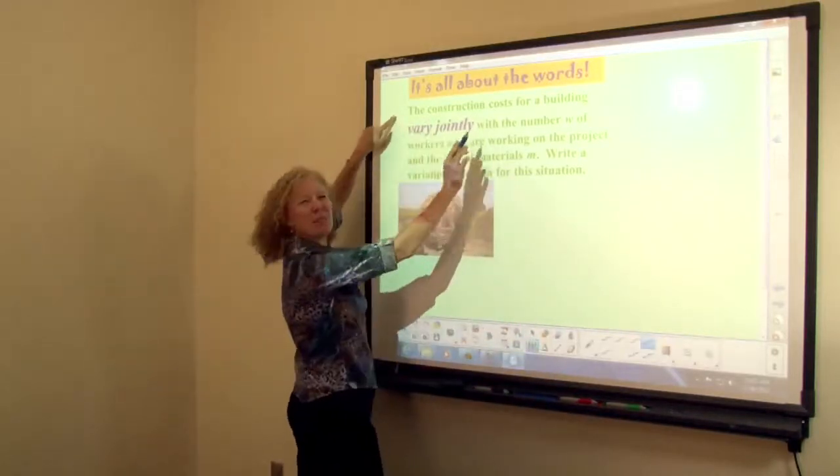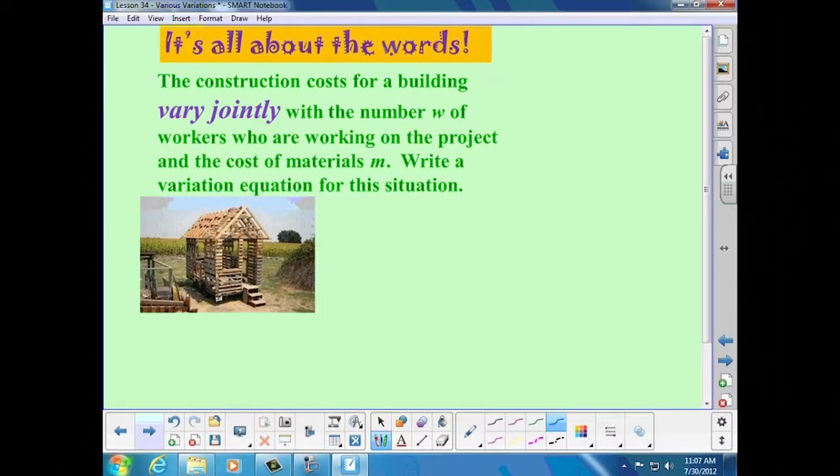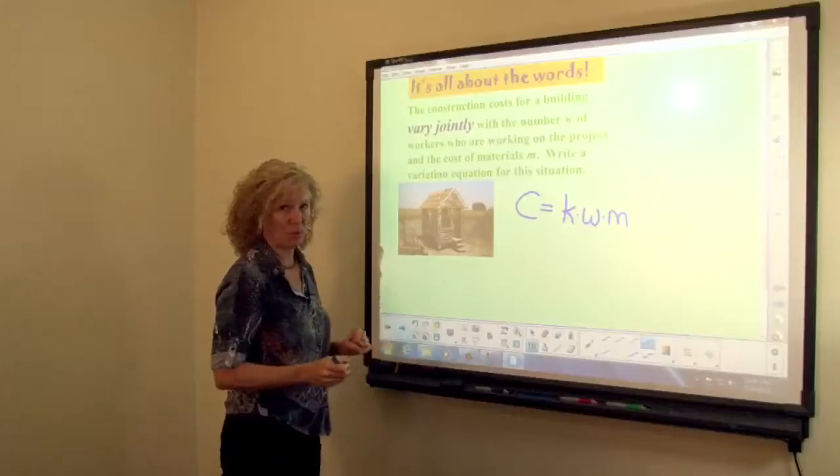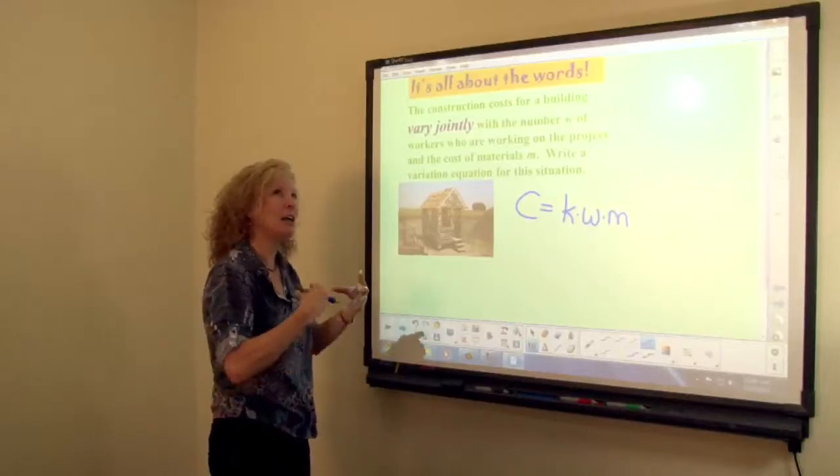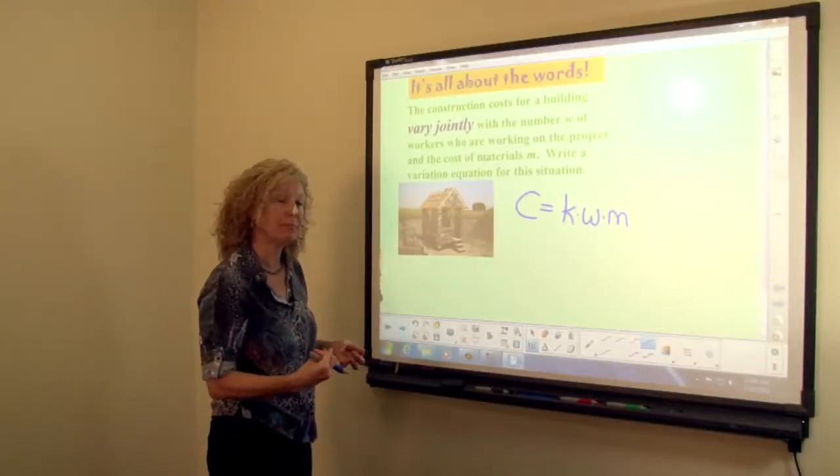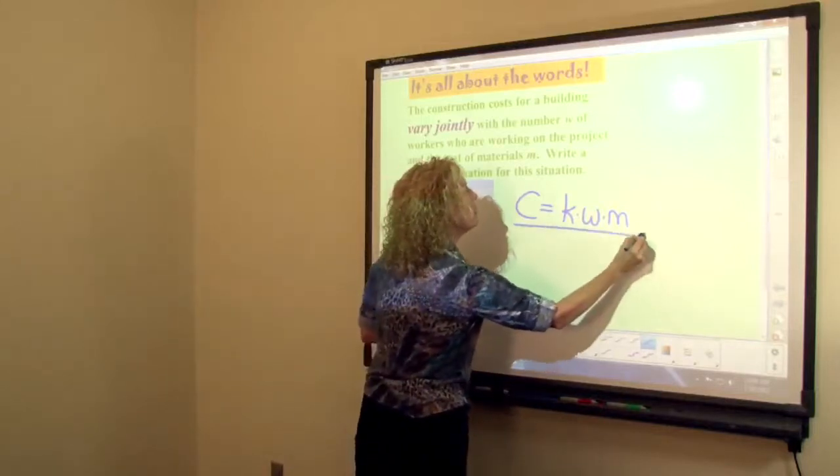So now they didn't give me a letter for construction costs. What might you use? I would probably use C. So my construction costs are going to vary. Now I know you didn't see the word directly in there, but you didn't see inversely. So it varies jointly with the number of workers. It also varies with the cost of the materials. Okay? It's in essence like a double direct variation. Okay? So there we go.